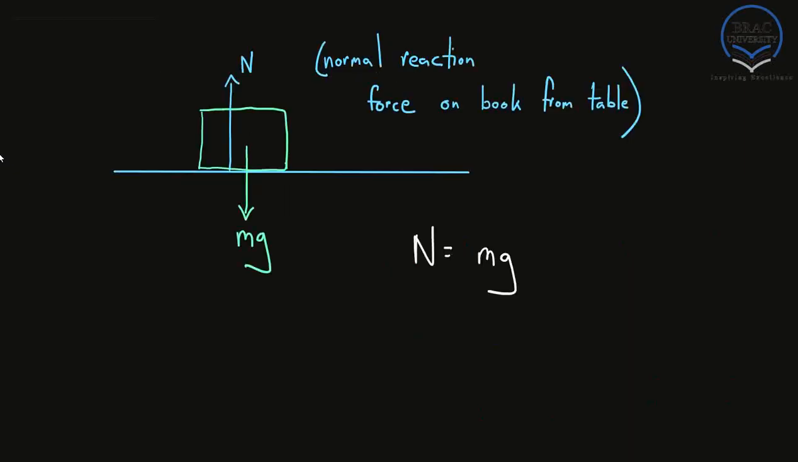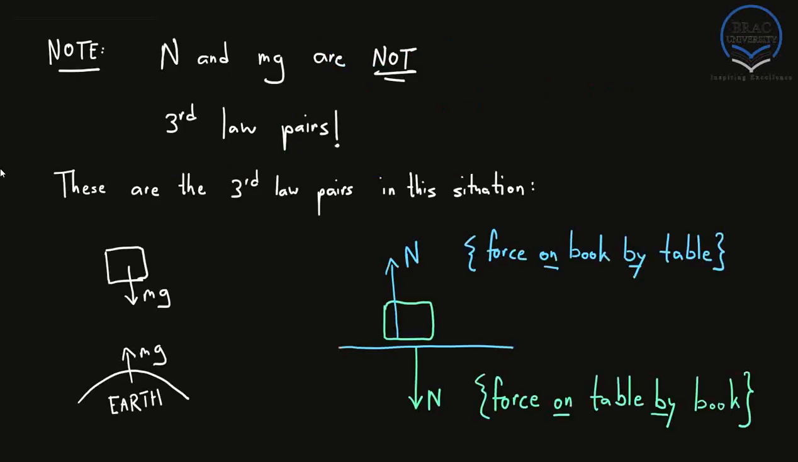That should be obvious because notice that N and mg act on the same object, which is the book. We know that for a third law pair, the forces should act on two different bodies. So in this situation, there are third law pairs. Let's look explicitly at what they are. The third law pairs in this situation are, number one, the force mg, which is the force exerted by Earth on the book. The third law pair to that force is actually the force on Earth by the book. So the Earth is pulling the book towards it, and equivalently the book is also pulling the Earth towards it.